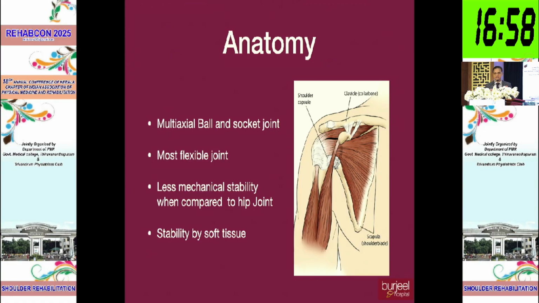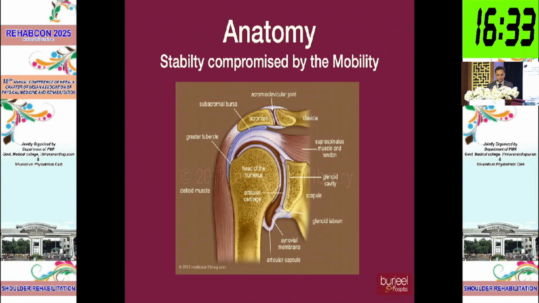So, just an anatomy, anyway, we have all gone through it. Just to brush up: multi-axial ball and socket, the most flexible joint. That is the difficulty we are also facing. Less mechanical stability when compared to the hip joint, because the hip is also a ball and socket joint. Stability is entirely by soft tissue. It is not by bony stability; that is not there actually in the shoulder. So, stability is compromised by mobility.